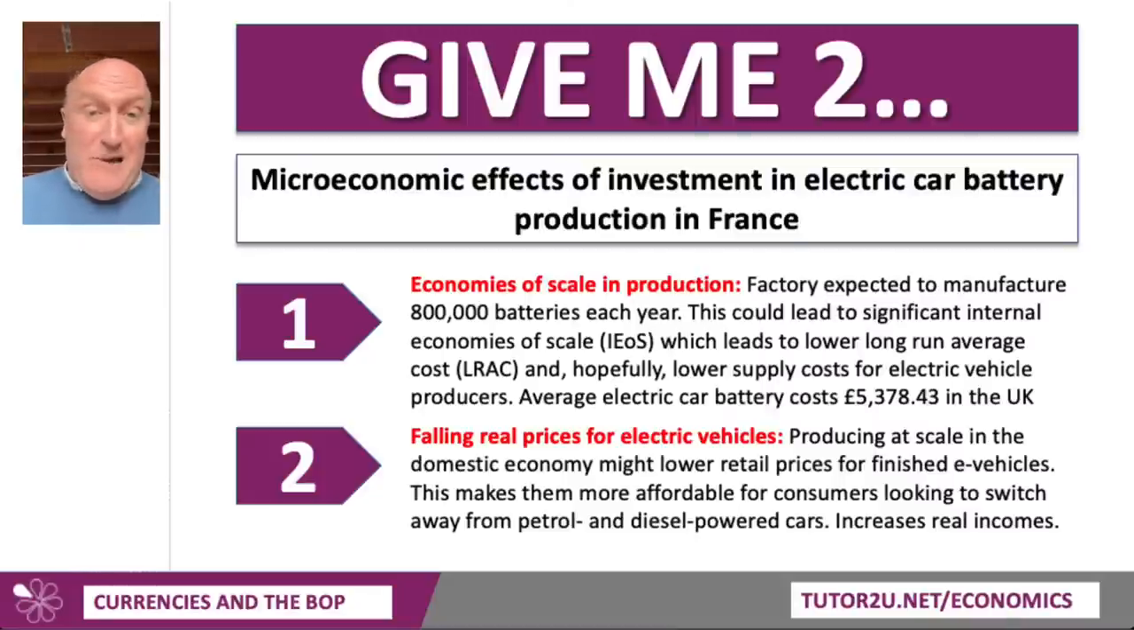I did a bit of research. Apparently the average cost of a battery in the UK is over £5,000. So economies of scale, if they could bring that down to half that, for example. And then in another aspect could be lower prices in real terms. So affordability for consumers. There could be a change in market dynamic, a switch away from petrol and diesel powered cars towards e-vehicles. All of this is micro. Rosetta's point about labor market is micro. Innes's point about externalities is micro. So you can choose whatever you like.